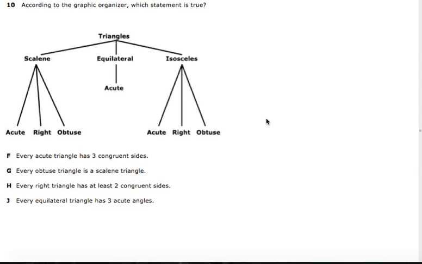Number 10. According to the graphic organizer, which statement is true? F. Every acute angle has 3 congruent sides. G. Every obtuse triangle is a scalene triangle. H. Every right triangle has at least 2 congruent sides. J. Every equilateral triangle has 3 acute angles.